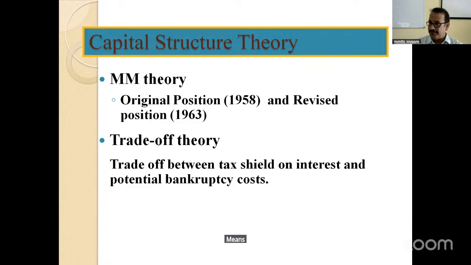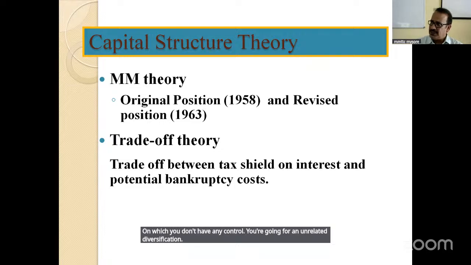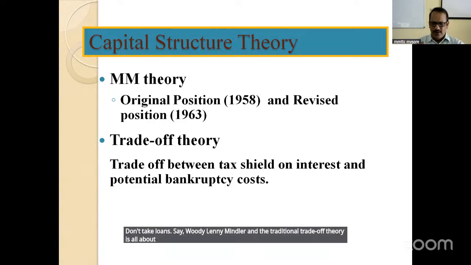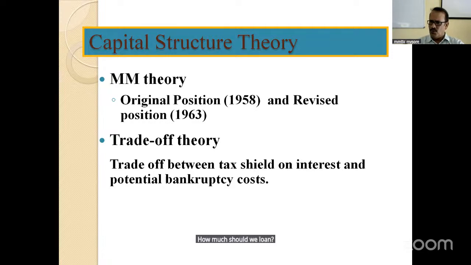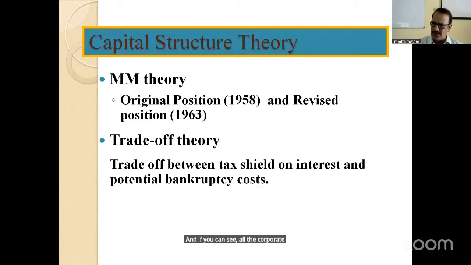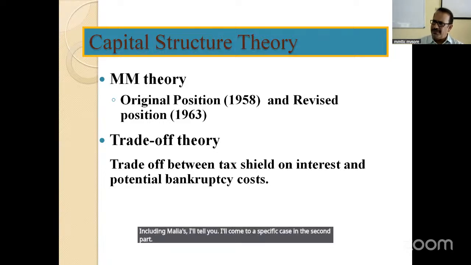Equity means owner's money. It has to be funded that way. Any new business on which you don't have any control, where you're going for an unrelated diversification, please use owner's money. Don't use debt. Don't take loans. See, Modigliani, Miller and the traditional trade-off theory are all about how you mix equity and debt. How much should be owner's money? How much should be loan, outsider's money? What is the right combination? And if you look at all the corporate collapses today, including Malyas, I'll come to a specific case in the second part, they went for excessive debt.